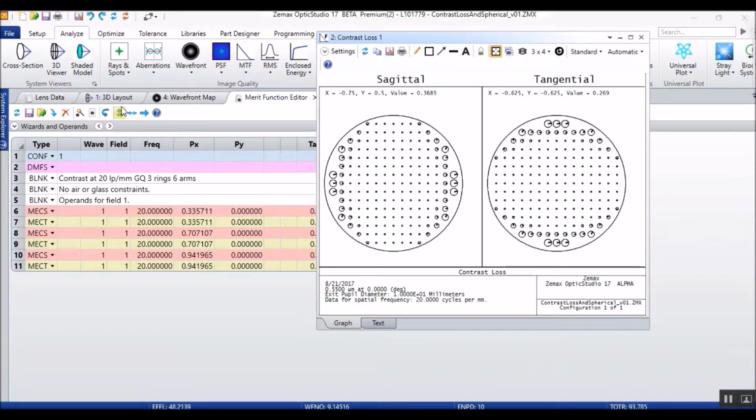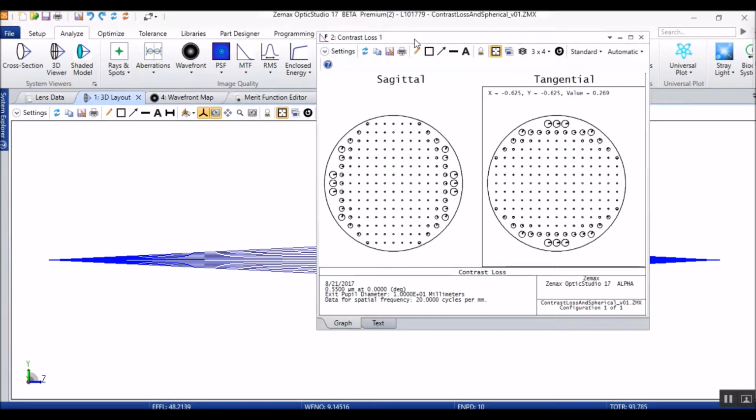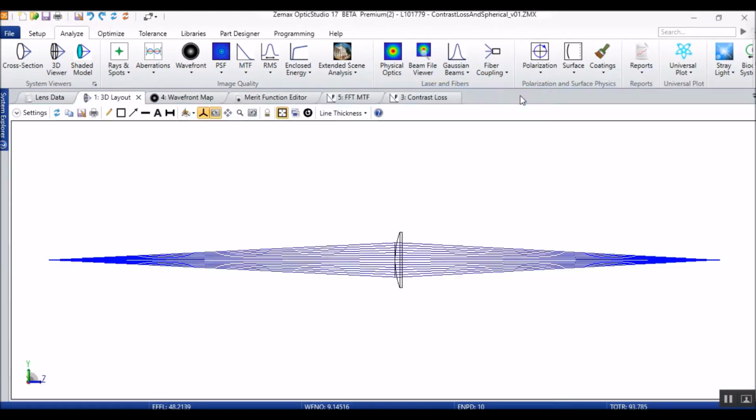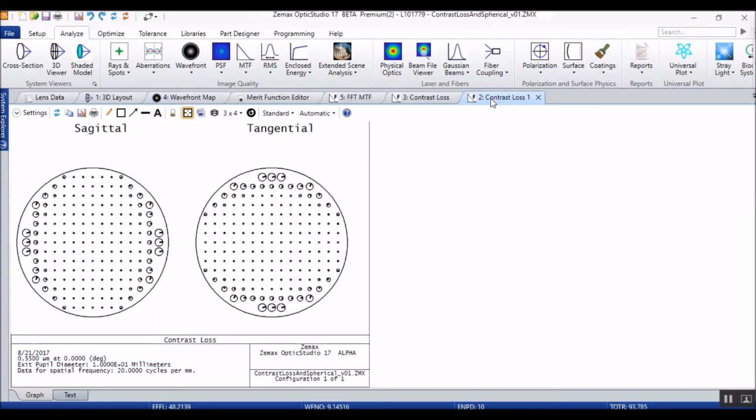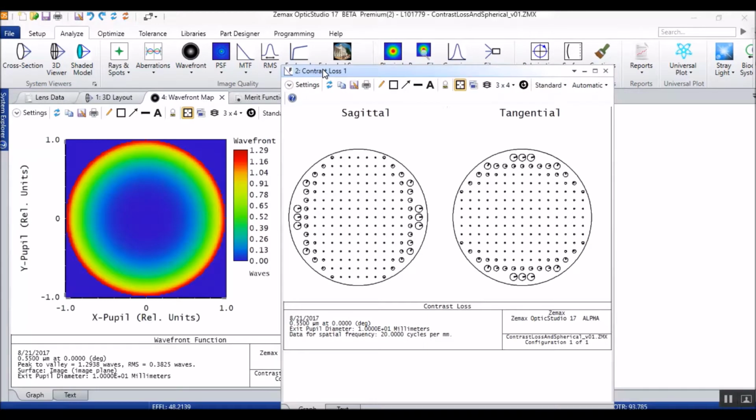So let's look at a particular system to see how this works. Here I just have a spherical singlet that I'm using at its 2 F points, and this system will have a lot of residual spherical aberration in it. The wavefront map tells us that we've got about 1.3 waves peak to valley, and the contrast loss plot that goes with that looks like this.